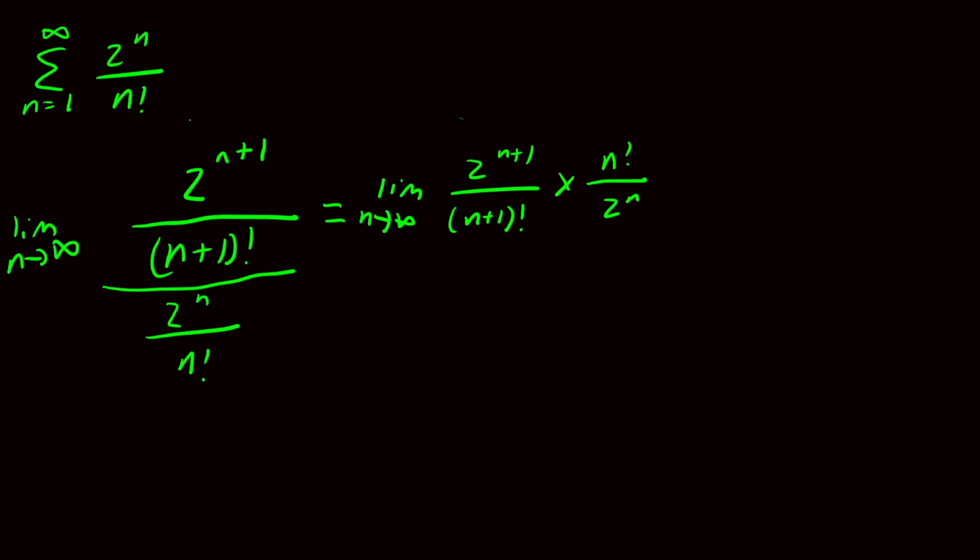So, 2 to the n plus 1 times 1 over 2 to the n. There's a couple ways you can think about it. You can use exponent rules: if you divide two exponents with the same base, you just subtract the exponents. Or you can think about it like this. Let's pretend n was 1. So this is 2 to the 1, and this is 2 to the 2.